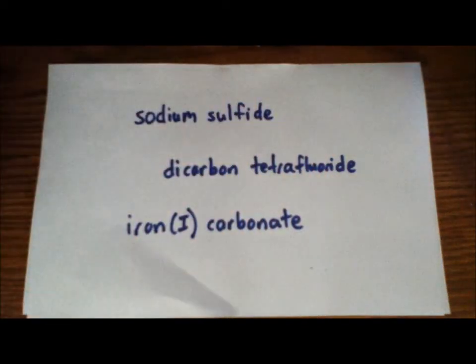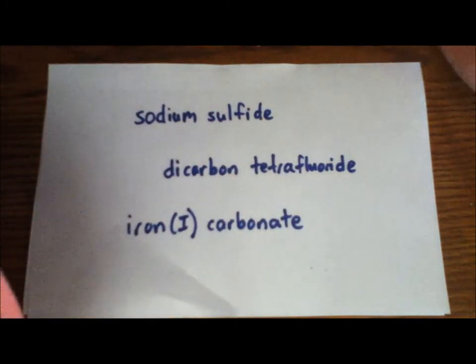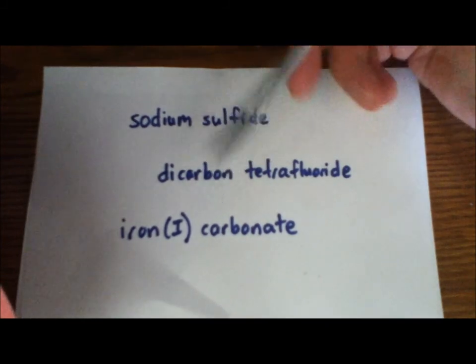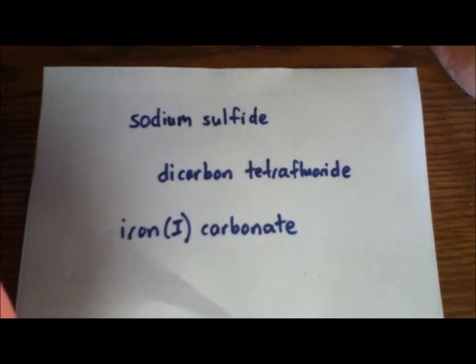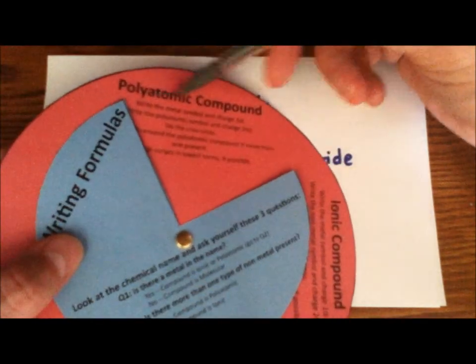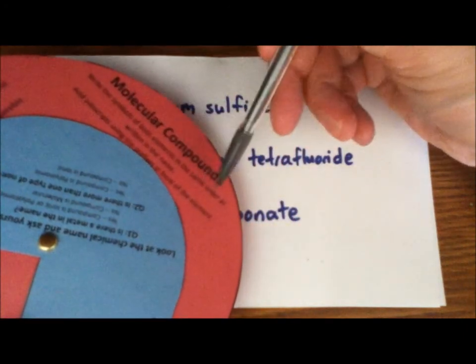Alright, this is a video where we're going to learn how to use this wheel, writing formulas. Typically on assignments, like the assignment you might be getting today, or a test or exam, you'll be given a variety of names, and you have to decide how to go about writing formulas for these names. You have to decide whether the substance is polyatomic, an ionic compound, or a molecular compound. And this is where this wheel comes in handy.